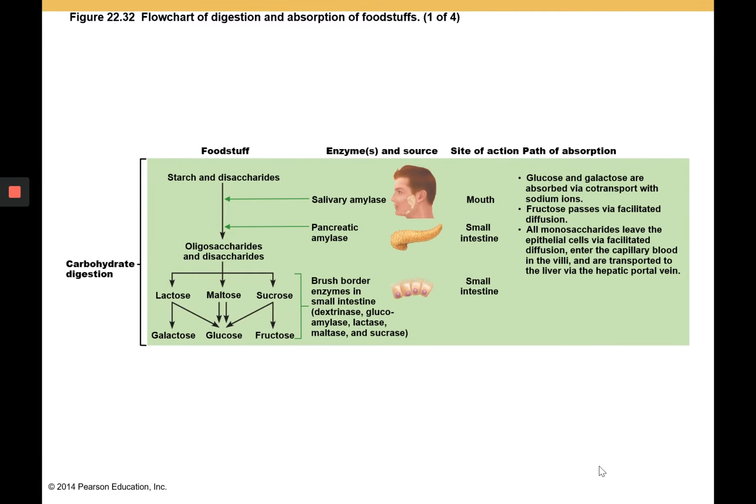I highly recommend studying the flowcharts of digestion over the different foodstuffs. Here we can see that we're looking at the digestion of carbohydrates. So we begin with, say, starch or disaccharides, and we're going to end with monosaccharides. Carbohydrate digestion begins in the mouth and ends in the small intestine and uses salivary amylase, pancreatic amylase, and brush border enzymes in order to digest carbohydrates to their monomers.